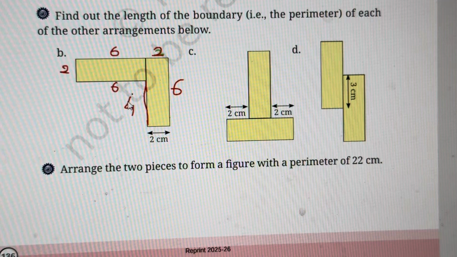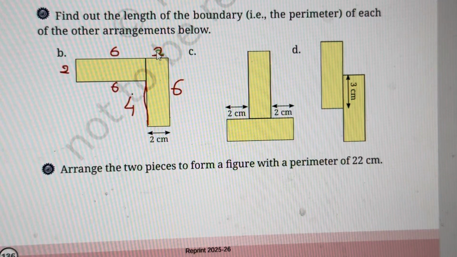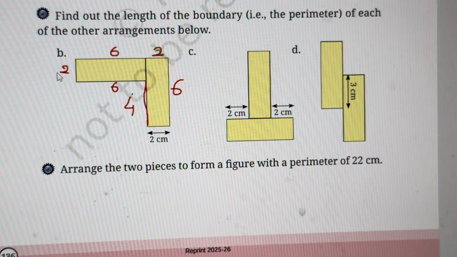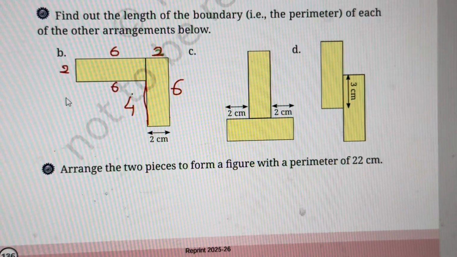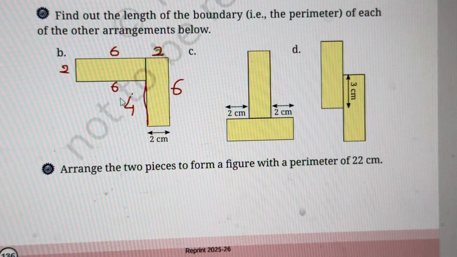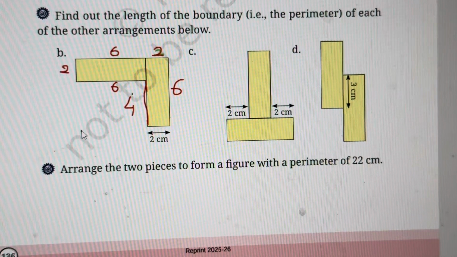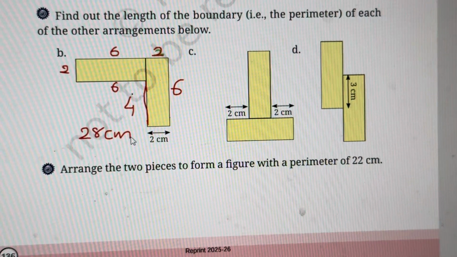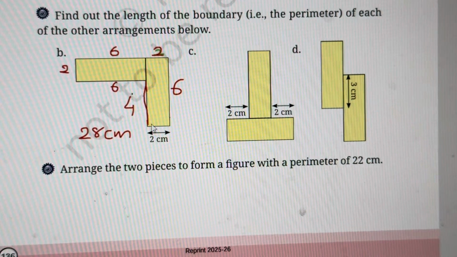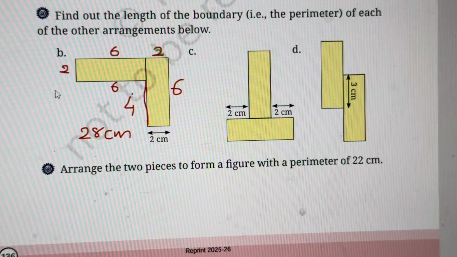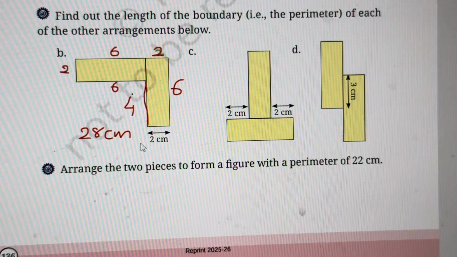So 6 plus 4, 10, 10 plus 6 is 16, plus 2, 18, 18 plus 6 is 24, 24 plus 2 is 26, and 26 plus this 2 is, I forgot this 2, so total 28 centimeters. Okay, 6 plus 4, 10 plus 2, 12 plus 6, 18, 20, 26, 28 centimeters. Right?